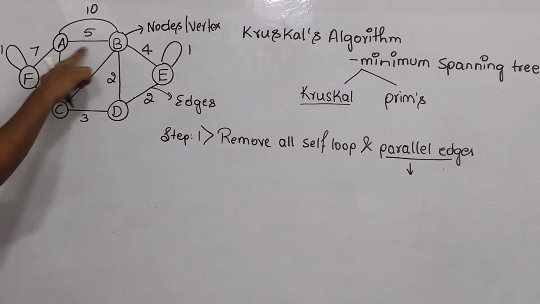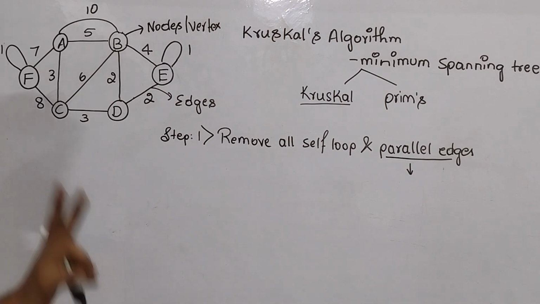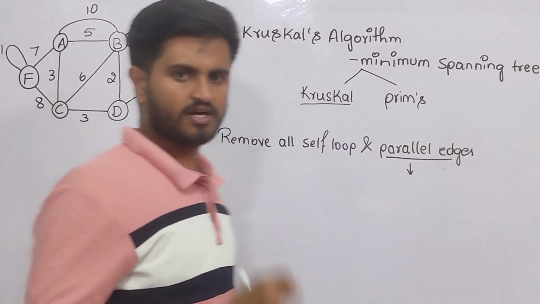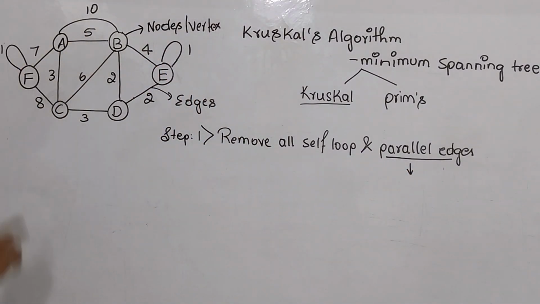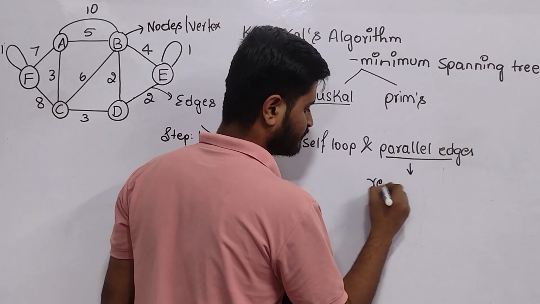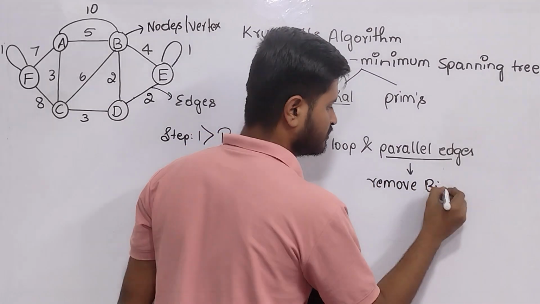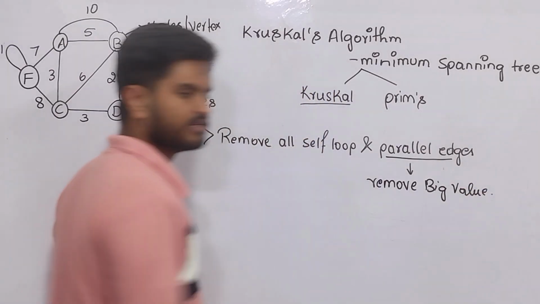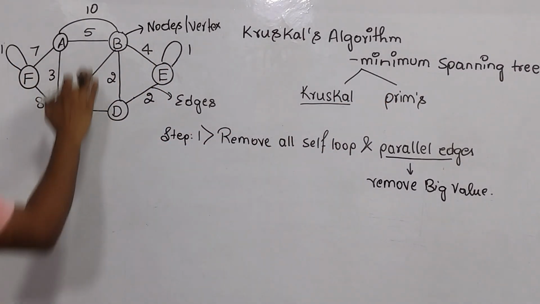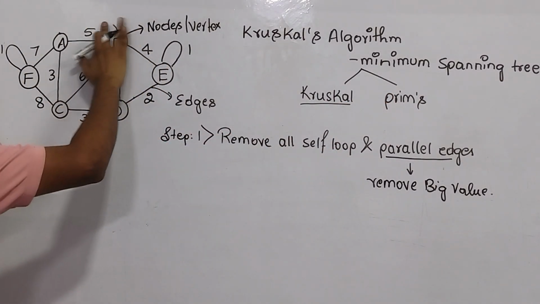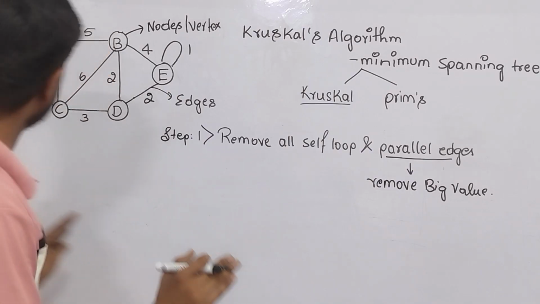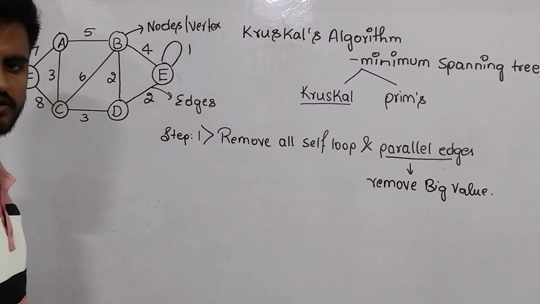Now if you see between A and B there are two edges, parallel to each other. So what must we do? We must remove one. How do we decide? Between 10 and 5, which is the bigger value? 10 is the bigger value, so we remove the bigger value. Why am I removing the bigger value? Because this is the minimum spanning tree. We must use the minimum cost, minimum path. So I will remove the edge with weight 10. Now there is only a single edge, there is no parallel edge. Now we have removed the parallel edge in this diagram.